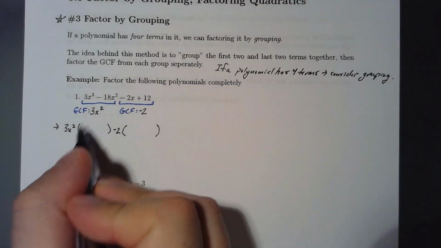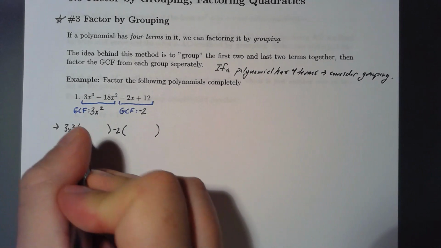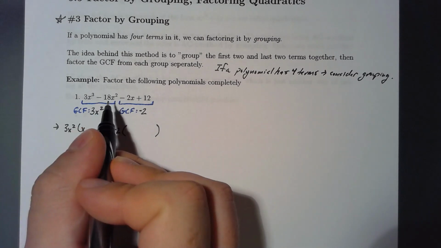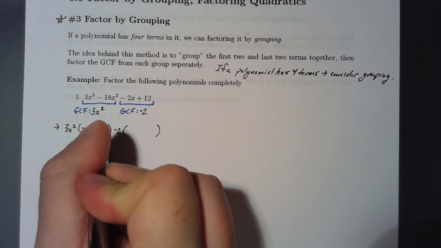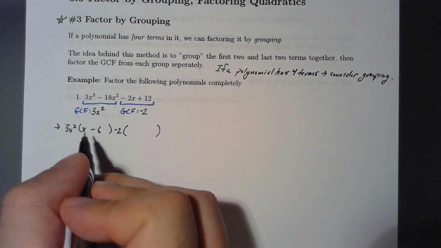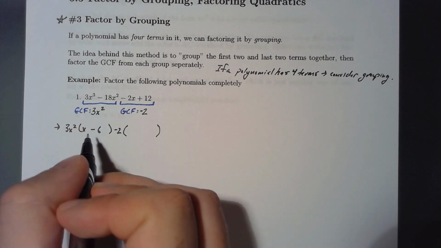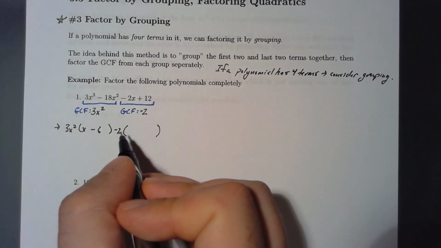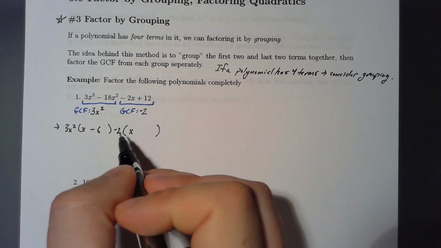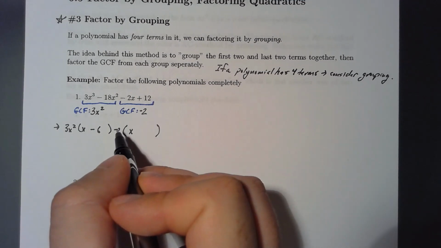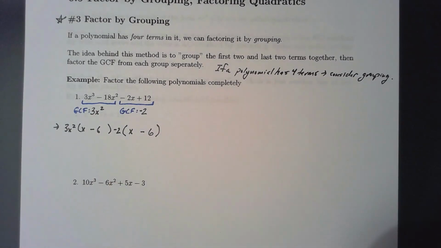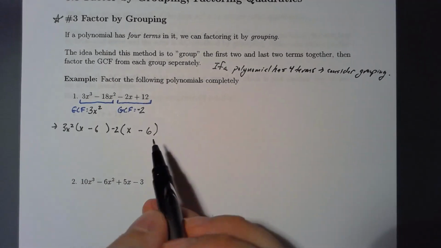So when I factor 3x squared out of 3x cubed, I have an x left over, right? And then when I factor a 3 out of negative 18, well, 3 out of negative 18 is what? Negative 6, right? And x squared times 1 gives me x squared. So when I factor 3x squared out of the first group, I have x minus 6 left over. Now I factor a negative 2 out of negative 2x, I have a positive x. And a negative 2 out of positive 12, well, a negative times what gives me a positive? Another negative. 2 times what is 12? Negative 6. Okay, so this is what I have now.